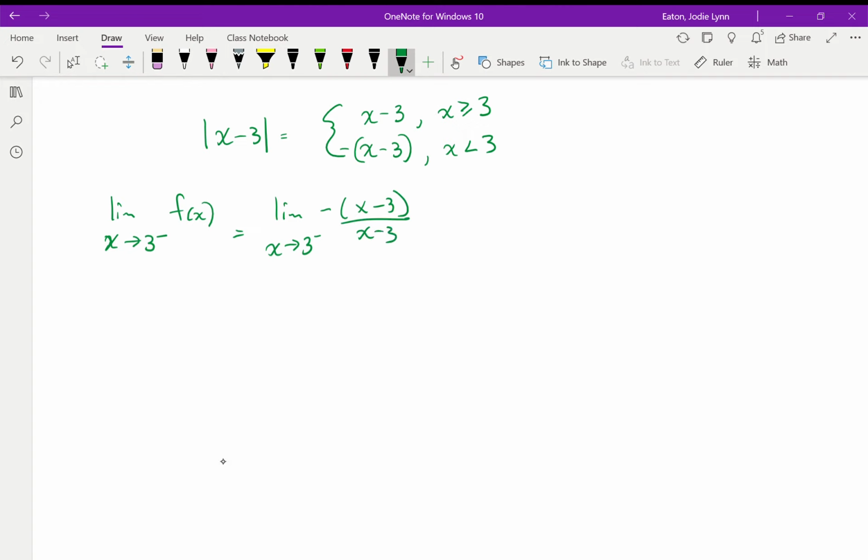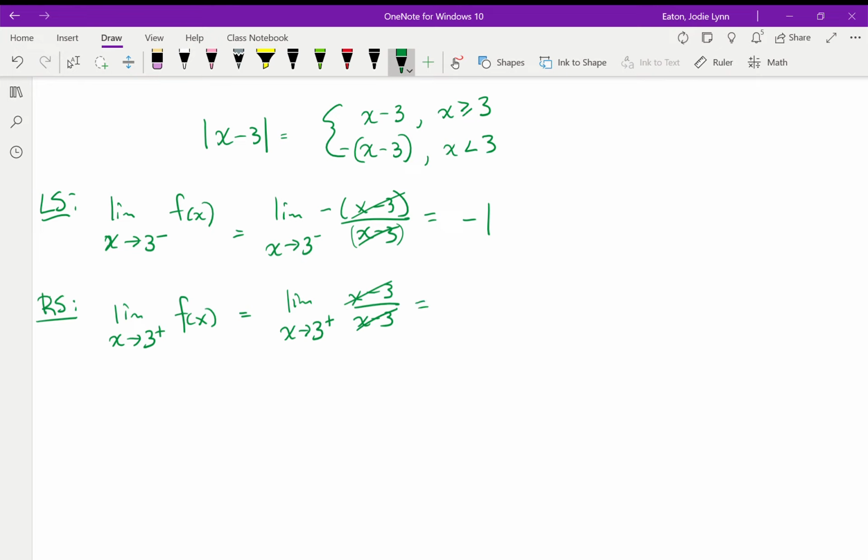Okay, and as this is factored, we can cancel it, but we're left with a 1 in the denominator and a negative 1 in the numerator. So this is equal to negative 1. We can label this LS for left-hand side or limit from below, whatever you like. So from the right side, or the limit from above, as we approach 3 from above, the limit of f of x is equal to the limit as x approaches 3 from above, where we have the other function in operation. We're leaving it alone: x minus 3 over x minus 3, which cancels, leaving us with 1.